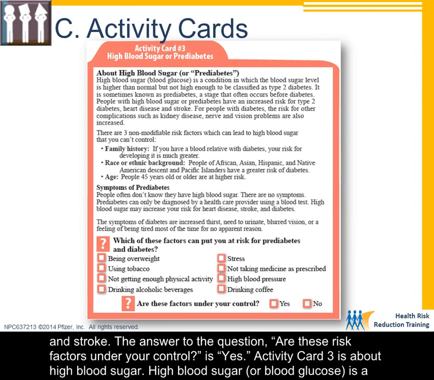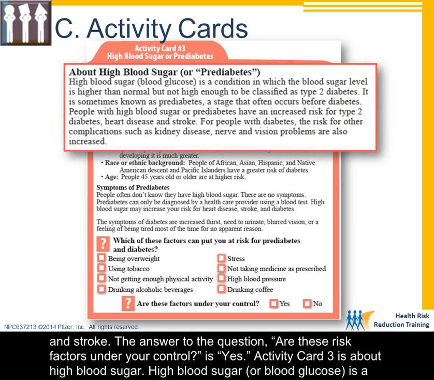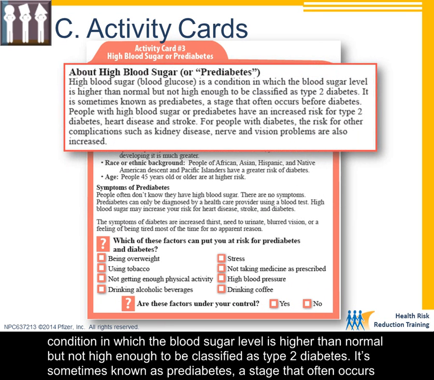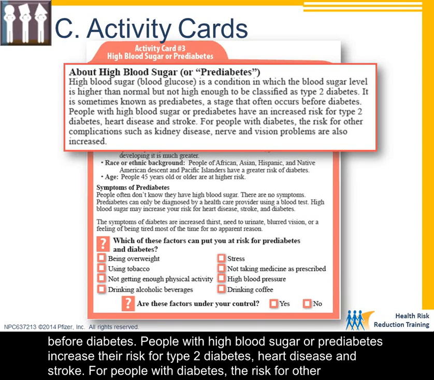Activity card 3 is about high blood sugar. High blood sugar, or blood glucose, is a condition in which the blood sugar level is higher than normal, but not high enough to be classified as type 2 diabetes. It's sometimes known as prediabetes, a stage that often occurs before diabetes. People with high blood sugar or prediabetes increase their risk for type 2 diabetes, heart disease, and stroke.